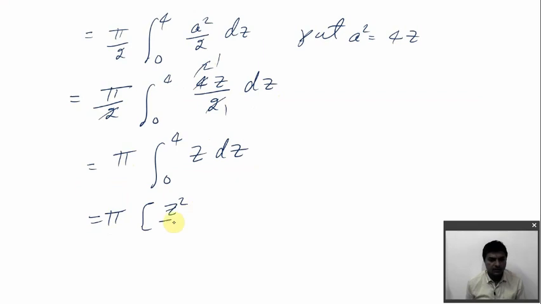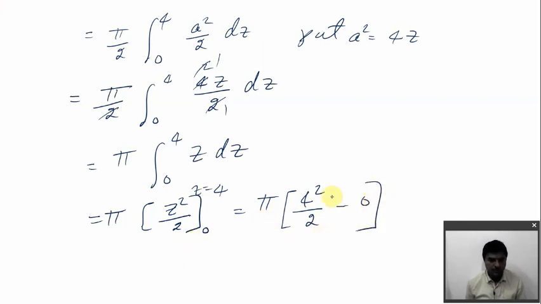Which is equal to pi, integration of z is nothing but z square by 2 in the limit 0 to 4. And now I'm going to substitute z is equal to 4 and z is equal to 0. So first this is going to become 4 square upon 2 minus 0. And when you simplify this, 4 square is 16, 16 divided by 2 is 8, so the answer is 8. This is how we have to calculate this, students.